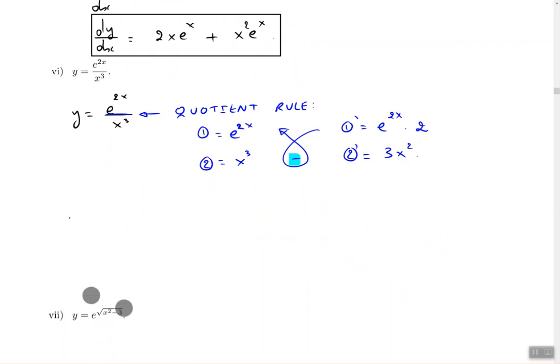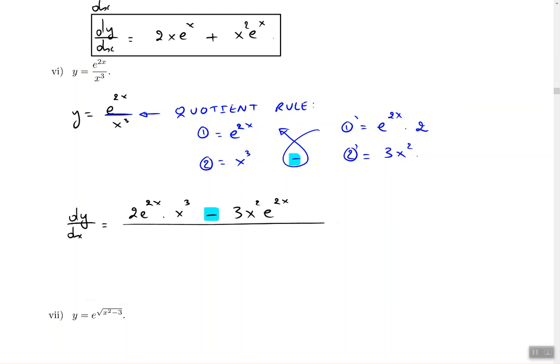So here we go. The derivative that we're looking for, dy over dx, is going to be a massive fraction. Then we have to multiply the corners. So the corners are going to be 2e to the 2x multiplied with x cubed, the minus that we get from the quotient rule, and then the opposite two corners, 3x squared multiplied with e to the 2x. Everything is going to get divided by the old denominator squared.